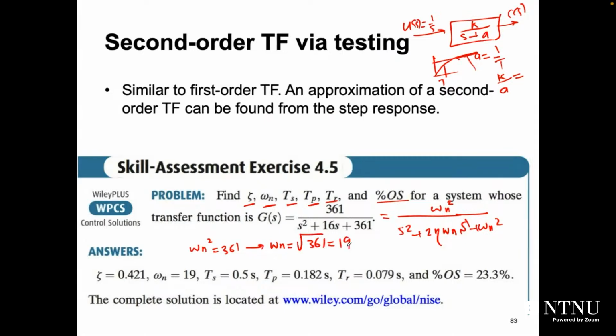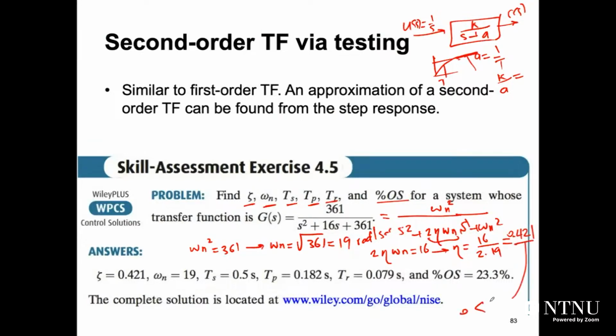I will double check with my calculator. So it will be square root of 361. So it will be 19. This is okay, radians per second. We will compare also that part. So 2 zeta omega n equal 16. So zeta will be 16 divided by 2 multiplied by omega n. Omega n is 19, right? So 16 divided by 19, divided by 2. It's 0.42. It will be 0.421, right? So you will get this number.